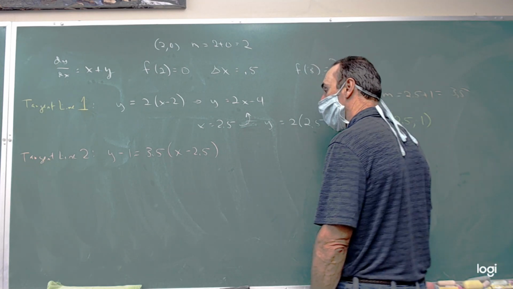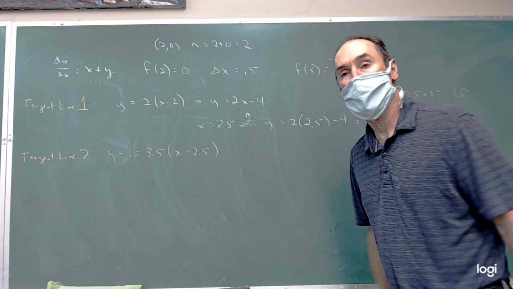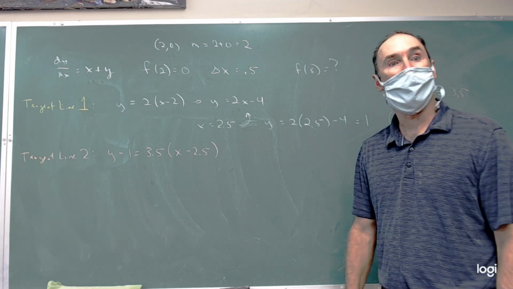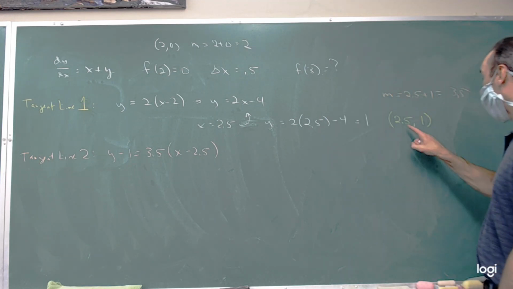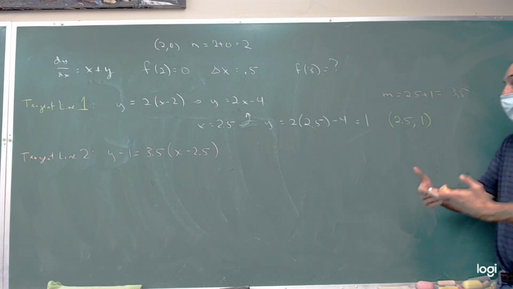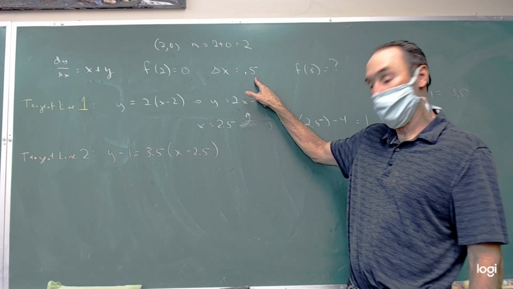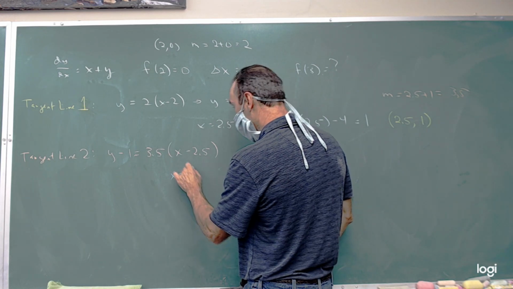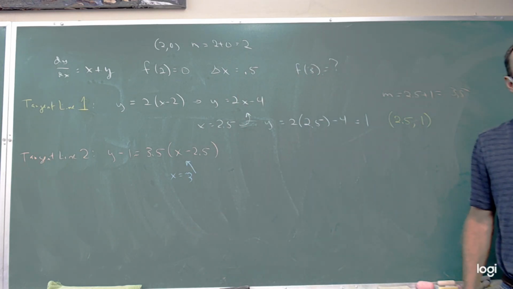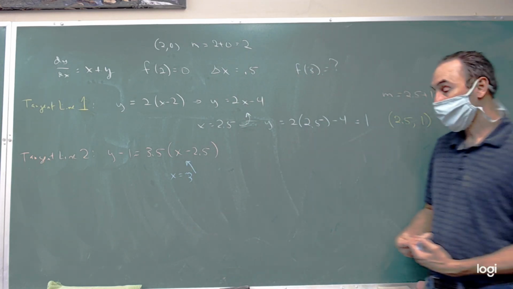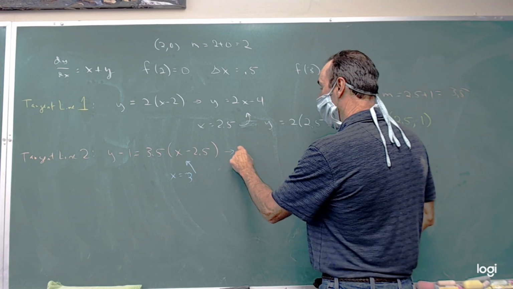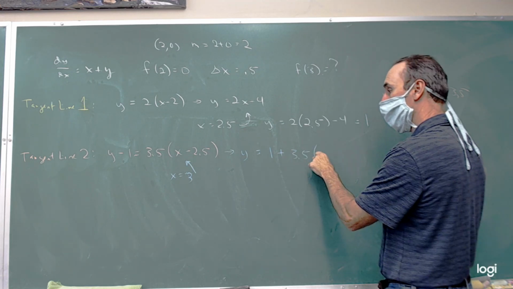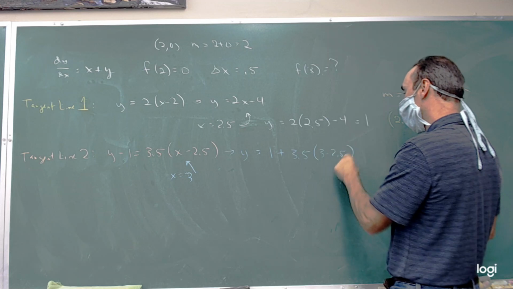And we can multiply it out, or if you want, we could just plug in our x plus delta x now. I don't know what looks best to you. Just plug in. So our x was 2.5. We're going to get a new value of x, which is our x plus delta x, which is going to make that x be 3. So we're going to plug in 3 into our tangent line to get a new value for y. So y equals 1 plus 3.5 times, and the 3 minus 2.5 is going to be 0.5.